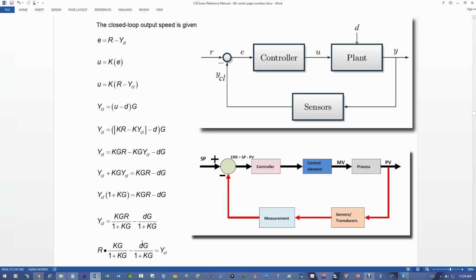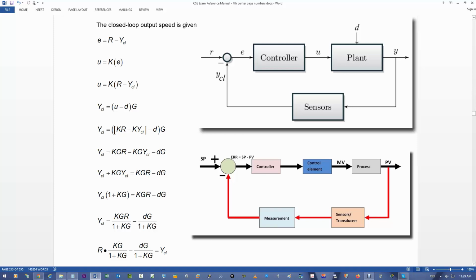And that disturbance will be dG over 1 plus KG. And I want to also add that this plus right here could be a plus minus. This should have been a plus minus as well, because sometimes you have a positive feedback and sometimes you have a negative feedback. Typically you have a negative feedback, but sometimes you do have a positive feedback. And if you had a positive feedback, this would be a minus. This would be 1 minus KG. Okay, that's it. That's the transfer function.